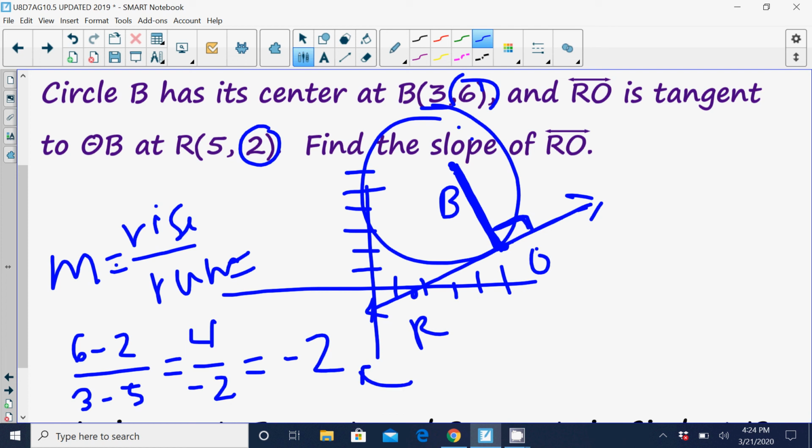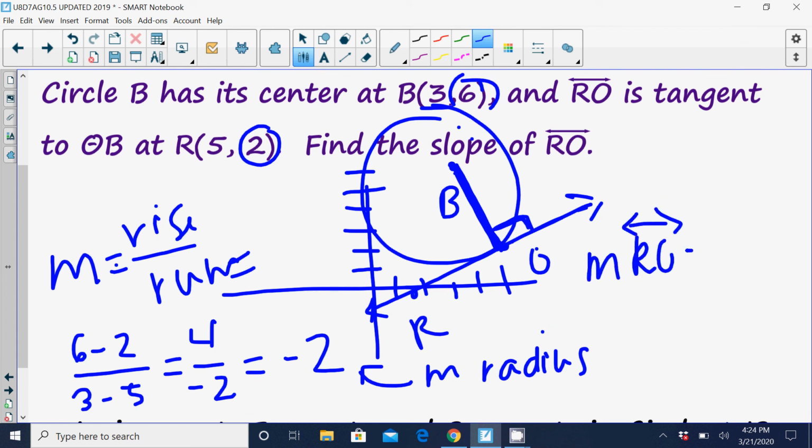Now remember, this is the slope of the radius. But what they're asking for is the slope of this line RO. We said it needs to be perpendicular to the radius, so the slope should be the opposite reciprocal of negative 2, which is actually going to be a positive 1/2.